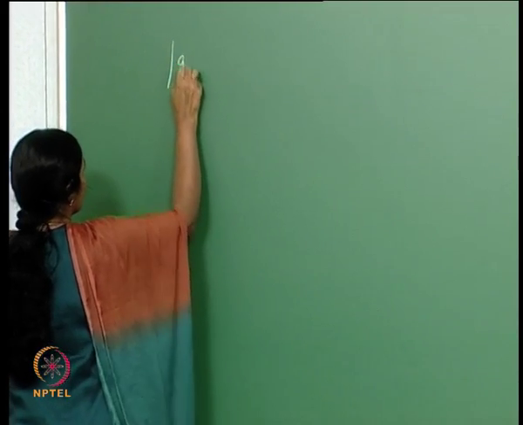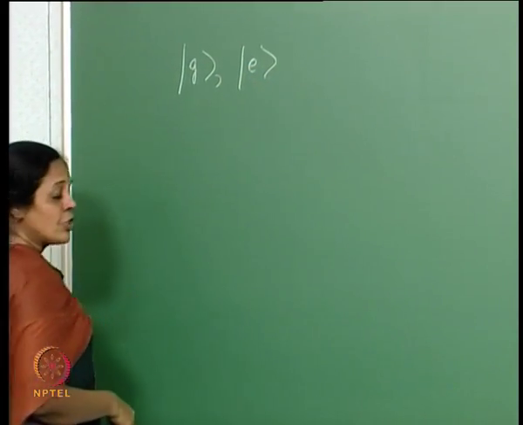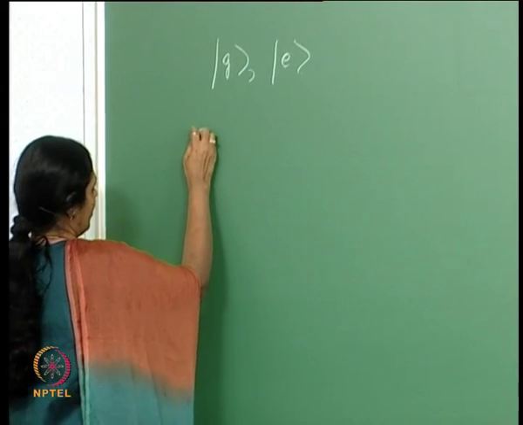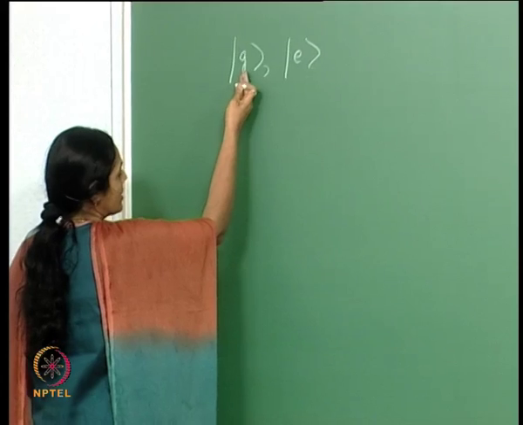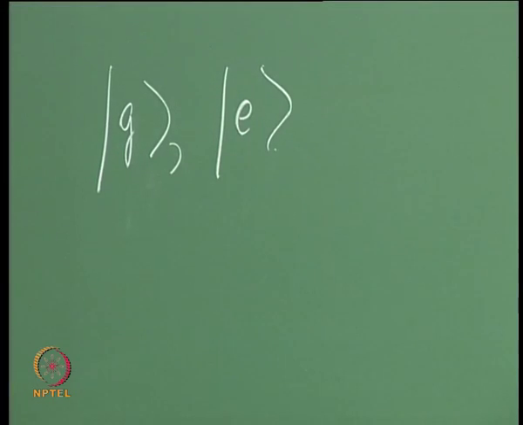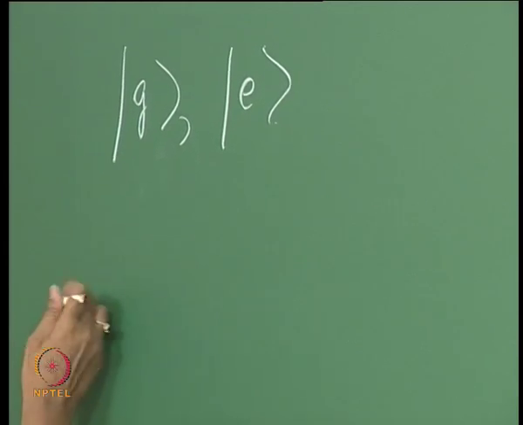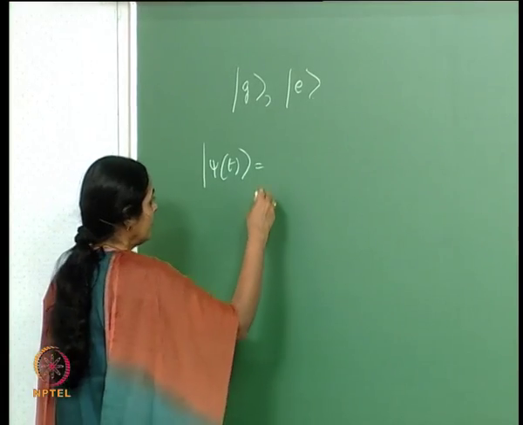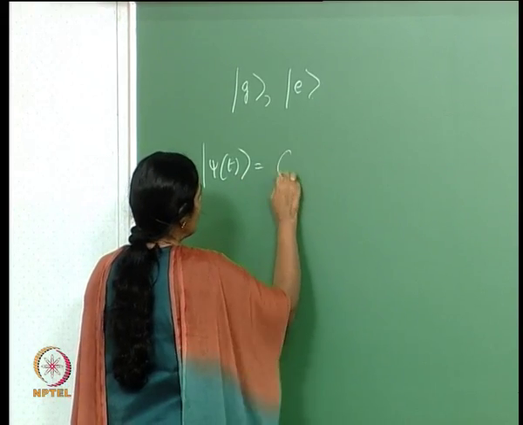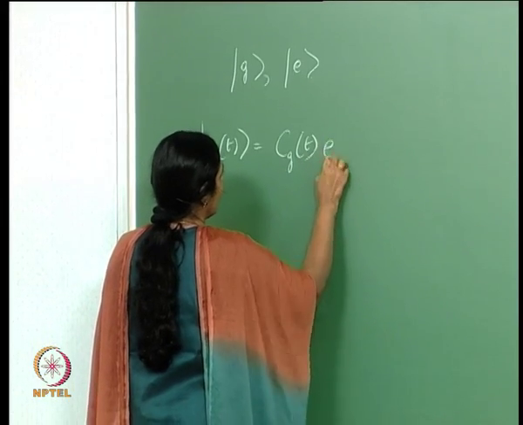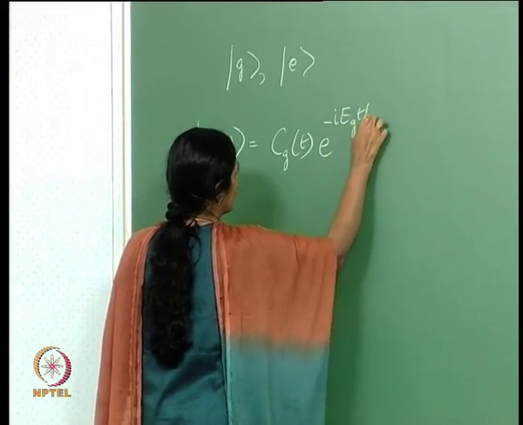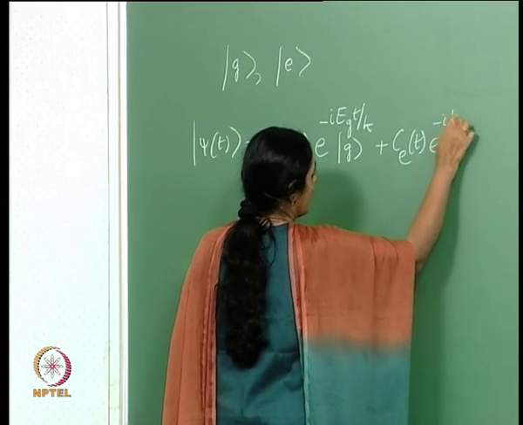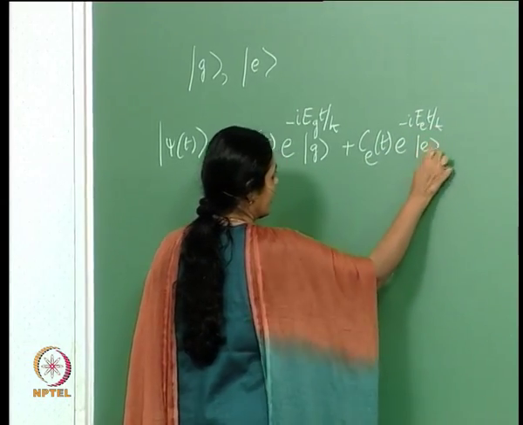and we have the initial basis states g and e of the atom, the two level atom, and of course they evolve as eigenstates of the original Hamiltonian H naught, so that at any instant of time the state of the system, the state of the two level atom, would be some coefficient Cg(t) e to the minus i Eg t by h cross ket g plus Ce(t) e to the minus i Ee t by h cross ket e.